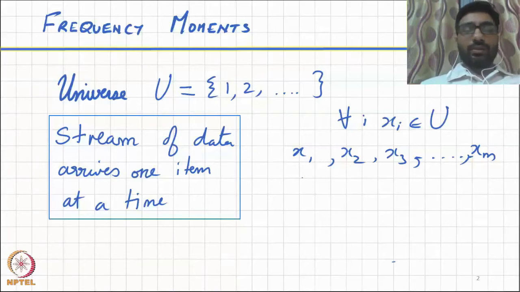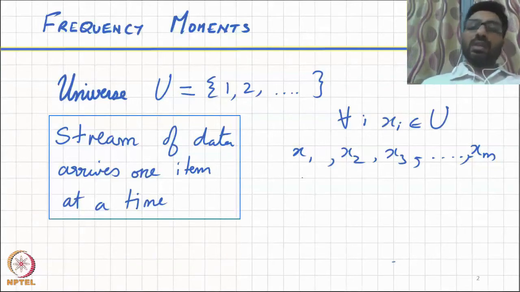And so the first item shows up, that's x1. Second item shows up, x2. Third item shows up, x3, and so on up to xm. And there can be repetitions within these items that show up in the data stream.